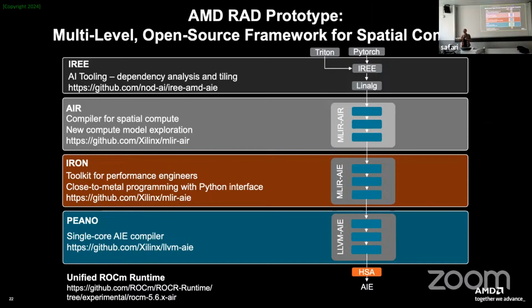But the focus of this presentation today is actually on the two lowest boxes of this drawing, the IRON level. IRON is a close-to-metal toolbox for performance engineers to enable them to build designs on this architecture. And then for a single kernel, what we have is the Peano compiler to compile your code for that one.